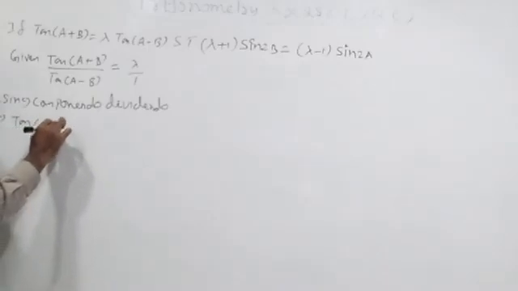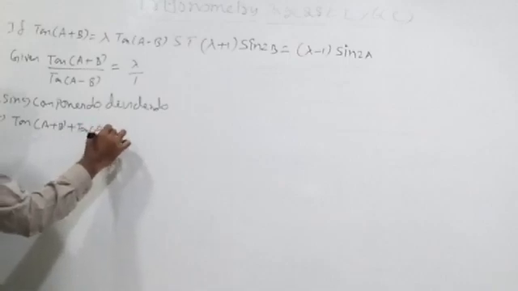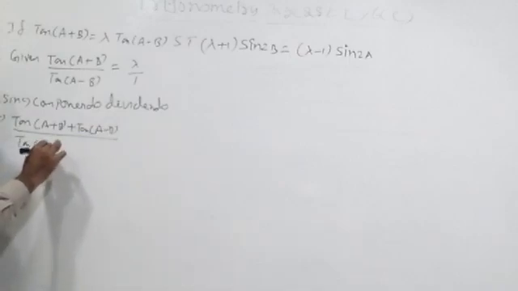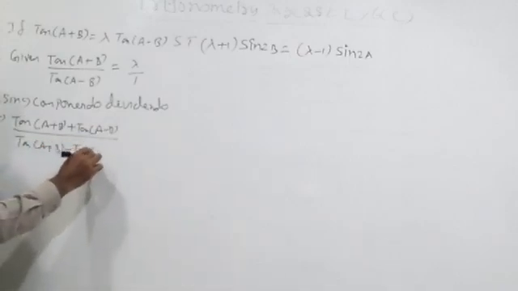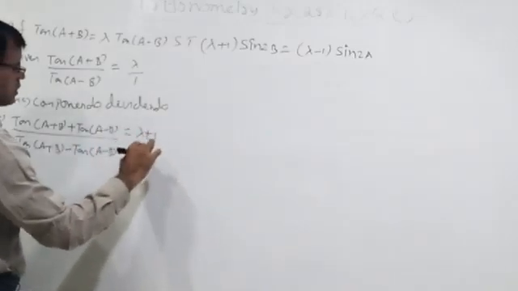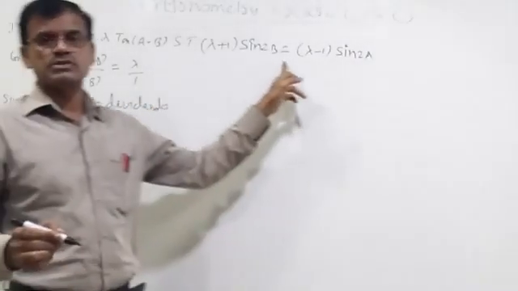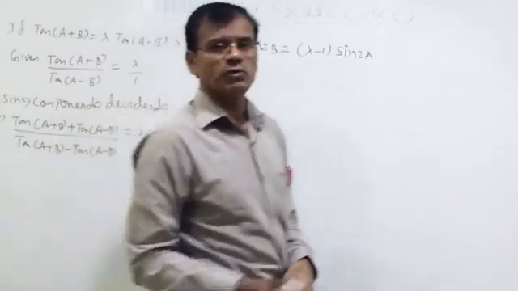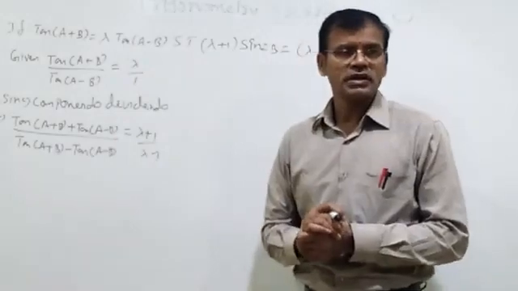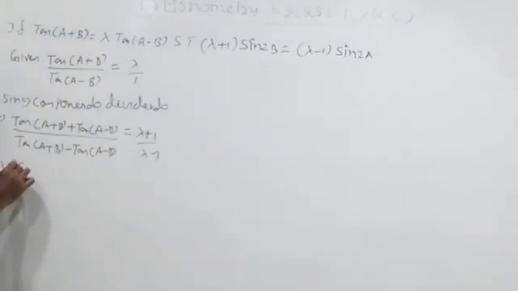tan of (a plus b) plus tan of (a minus b) whole by tan of (a plus b) minus tan of (a minus b) is equal to (lambda plus 1) by (lambda minus 1). We should prove it in terms of sine, not in terms of tan. So we have to convert the tan values into sine by cos. You know that tan theta is equal to sine theta by cos theta.